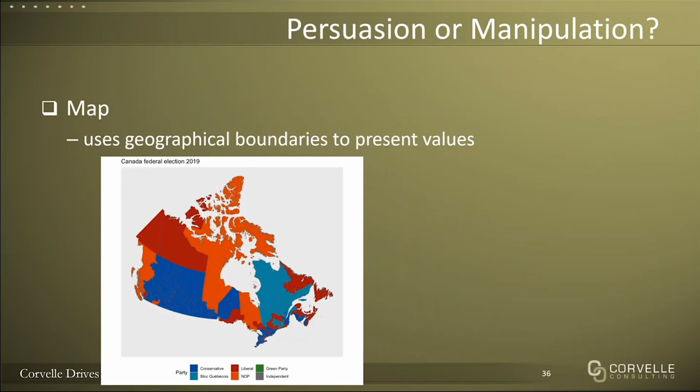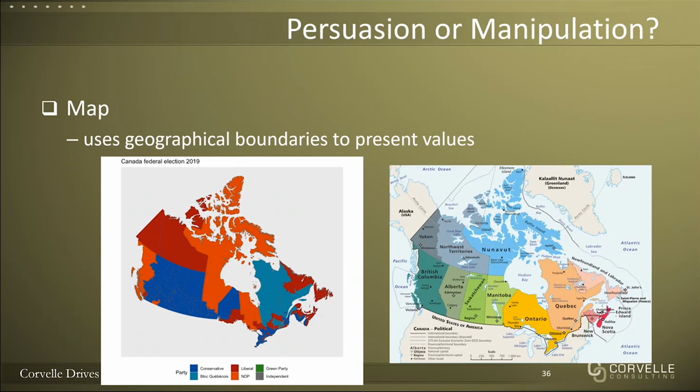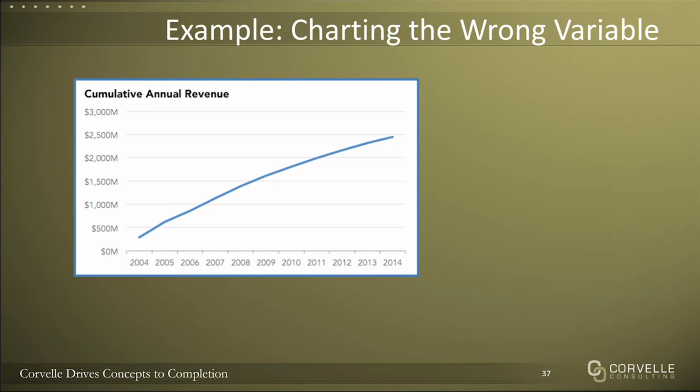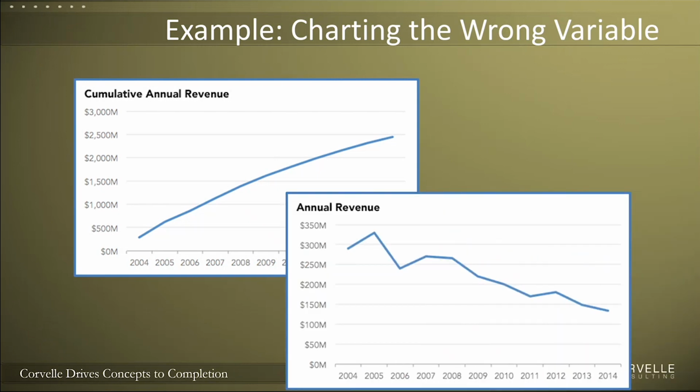Now maps, we like to use maps. The problem with maps is that some regions are bigger than other regions, and as a result of that, they'll stand out more. And if that's your message, fine, but sometimes that isn't your message, and then that creates a real problem in communicating. So here's an example of charting the wrong variable. Cumulative annual revenue looks like we're on track, but in reality, annual revenue, same data, shows an alarming trend in the wrong direction. So the first chart is clearly an attempt to mislead the audience.